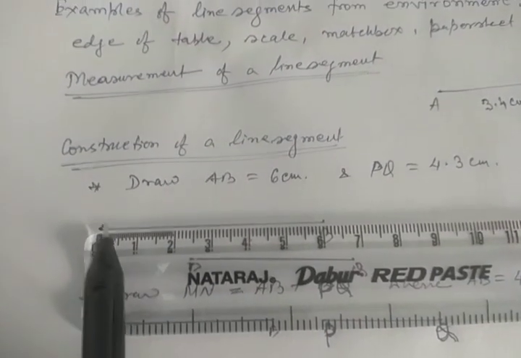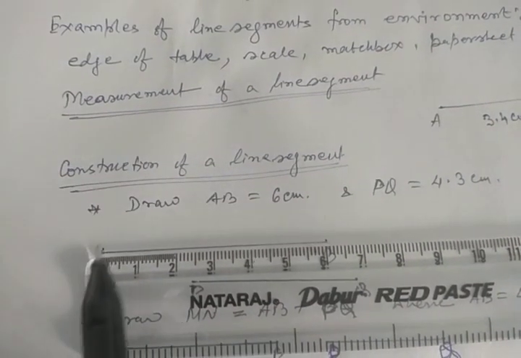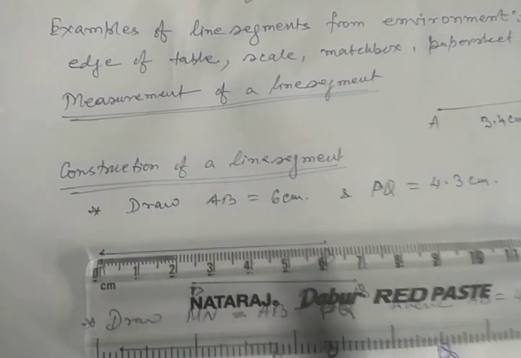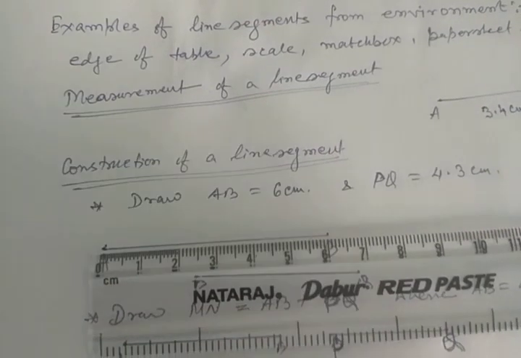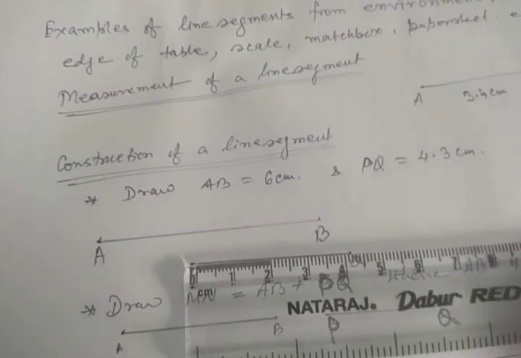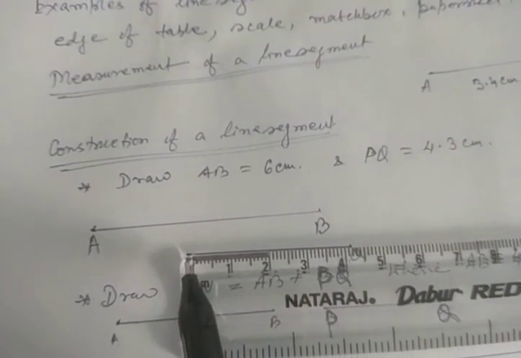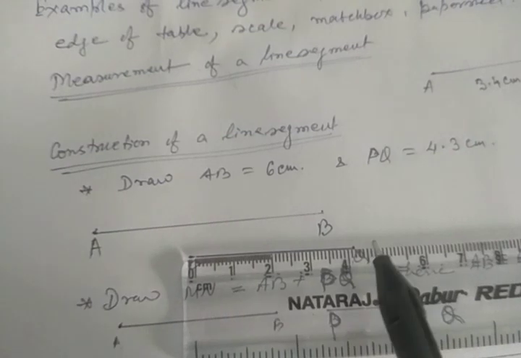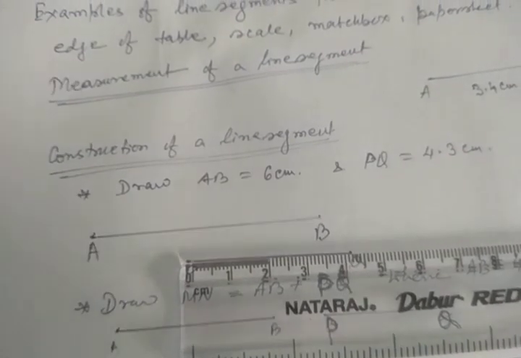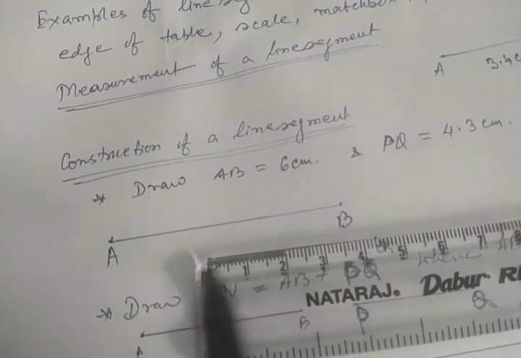At 0 we have taken a point and at 6 I have taken a point, and now we have joined them so that it is AB, 6 centimeter. In the same way, just see, at 0 take a point and write down P, and now at 4.3 you have marked a point and just join it.